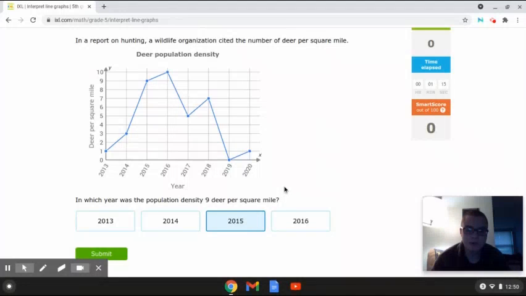So the answer for this problem is 2015, because we took a look at the line graph and saw that there were 9 deer per square mile. And that is how to solve this problem. So I'm going to be doing a couple more with you guys.